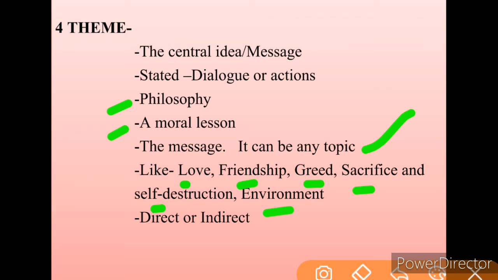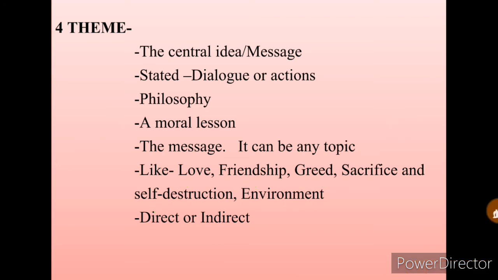Sometimes theme is direct, explained in dialogues or in the title. Sometimes it is indirect. It becomes the duty of the readers to bring out the proper message, the central idea of the story, from the indirect representation of the story. So this is all about the theme. It is often the author's thoughts or a view of a subject.